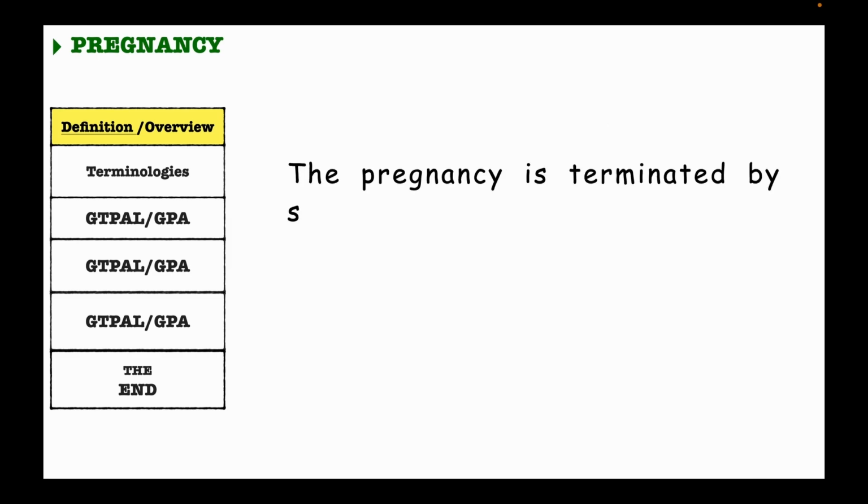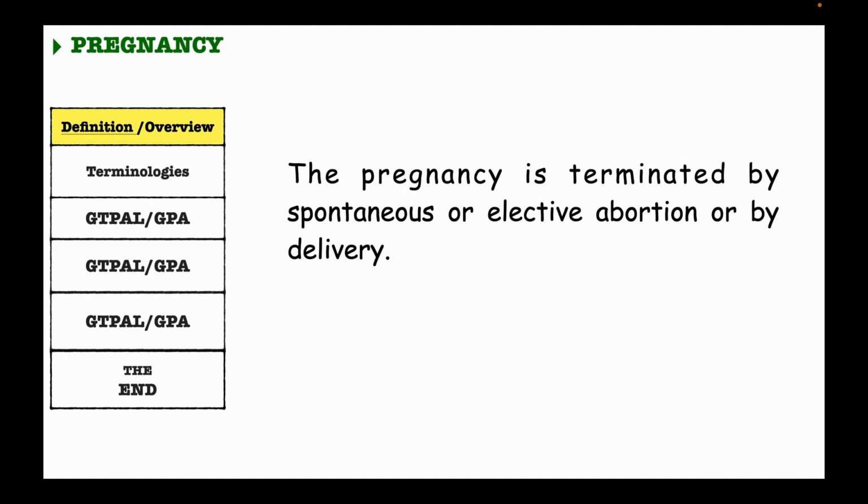Finally, the pregnancy is terminated by spontaneous or elective abortion or by a spontaneous vaginal delivery. And so the woman may miscarry the pregnancy from known and unknown causes or on medical advice. And she may also deliver by herself, that is, the spontaneous vaginal delivery, or through a cesarean section.